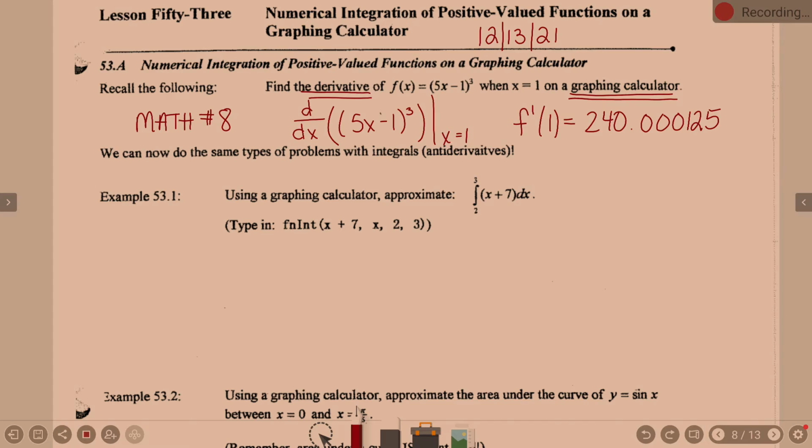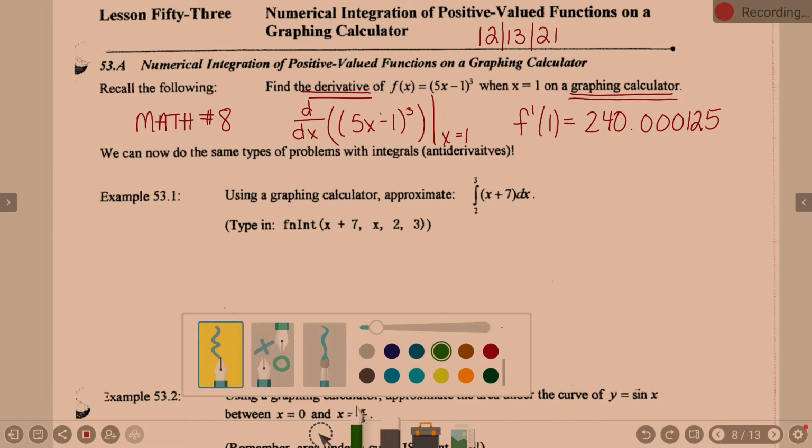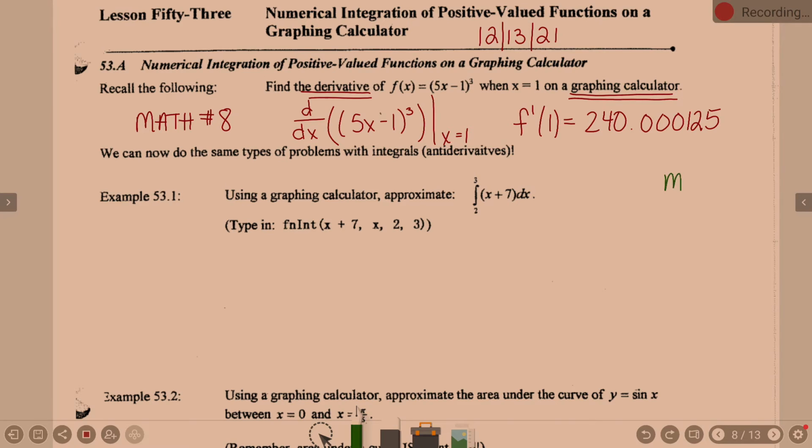So, example 1. Use a graphing calculator to approximate the integral from 2 to 3 of x plus 7 dx. Well, if you hadn't already figured it out, I'm going to say that this is math menu number 9. Now, I think everyone's calculators, we should be able to enter it the same. Did you guys enter it and get an answer already? So if I go math 9, which is fnInt, that is your integral function.